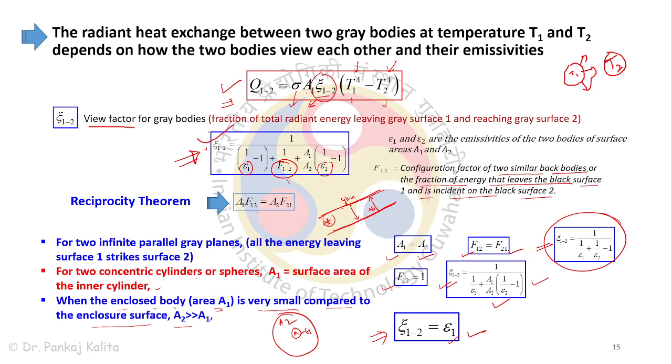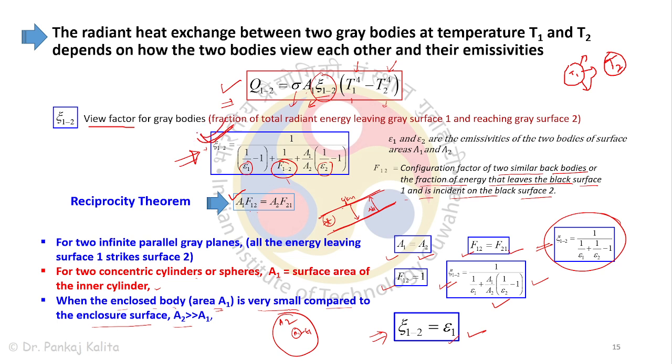View factor formula is this. You need to remember this formula. It depends on the emissivity of these two bodies and the configuration factor. The configuration factor tells about the fraction of energy that leaves from body 1 to body 2. Okay, so we have the reciprocity theorem. So what you need to remember is this formula.